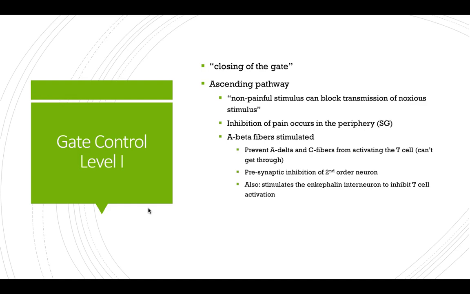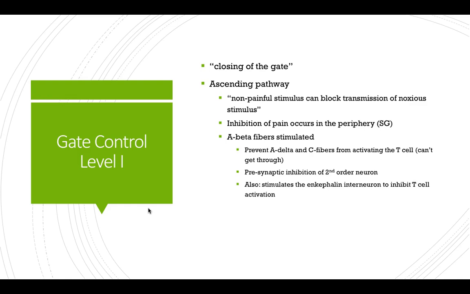So the pain inhibition takes place in the periphery. So again, it's an ascending mechanism. It's coming from the periphery and happens at the substantia gelatinosa, the SG, inside the dorsal horn of the spinal cord around lamina 2. Okay, and the A beta fibers get stimulated, and that prevents the A delta fibers and the C fibers from being able to transmit their signal past that T cell. Kind of that gating mechanism, and they're not allowed to get through because the signal is being overwhelmed with the A beta signal. It's what we call a presynaptic inhibition of the second order neurons.